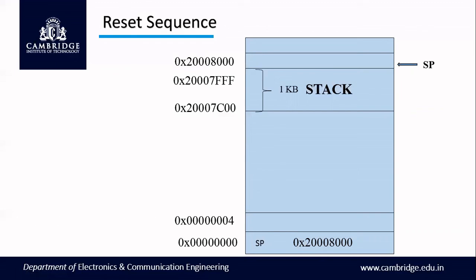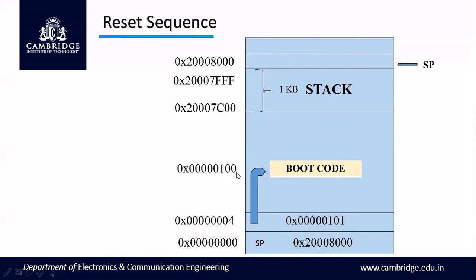Next, we have the next location. In the next location, as we told you, you will have the address of the reset vector. That reset vector address is 101. From here, it has to jump to the address where it will execute the reset vector, which we call the boot code. The boot code is used for booting the system, and it is stored at the address 100. You can see that the address here is 101, but here it is 100. Here the LSB is made 1 to indicate that it is a thumb instruction, but the actual address where the boot code is stored is 100.